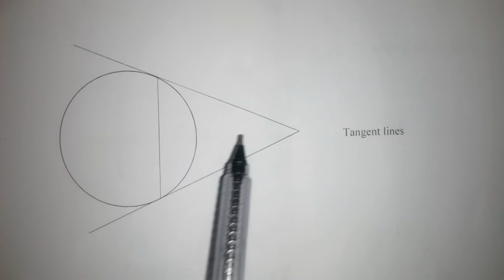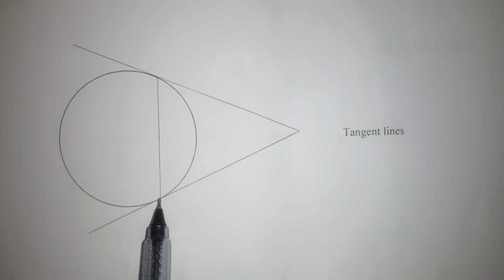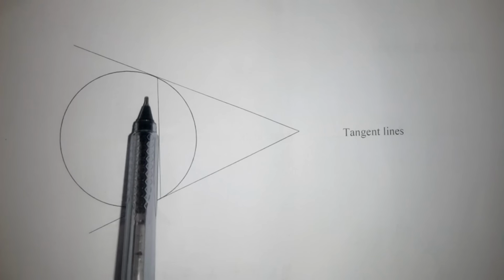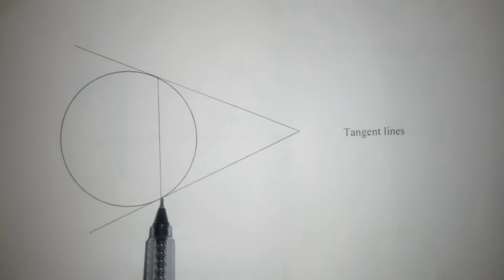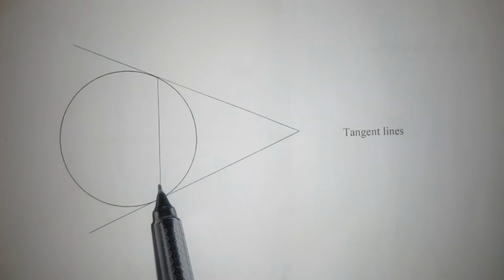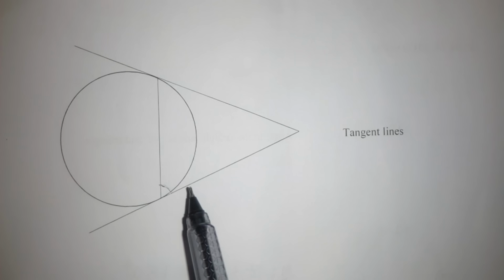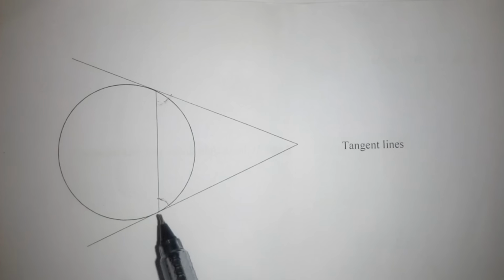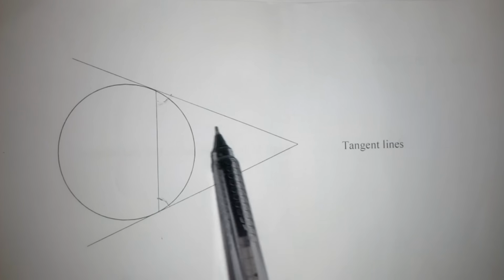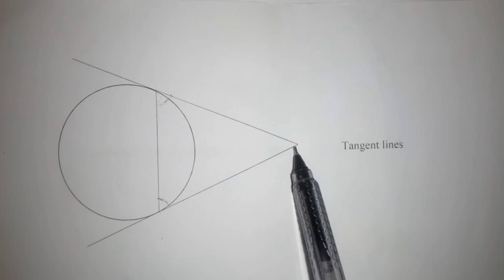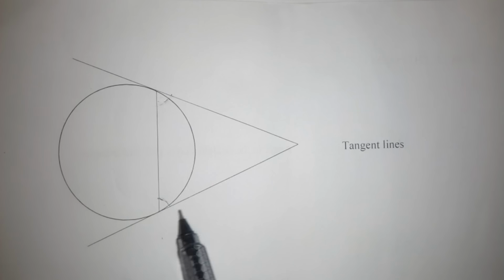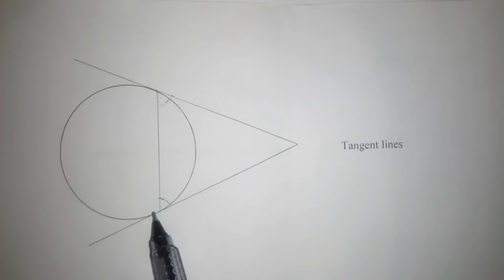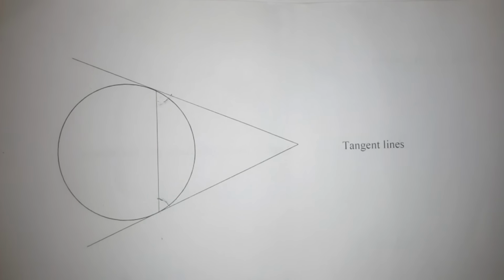When you've got a tangent line, this is a tangent line, and this other one is also a tangent line, such that there is a chord touching both of the tangent lines, it means the angle here and the angle over here are the same. So these two angles are the same, and the triangle formed here is an isosceles triangle.